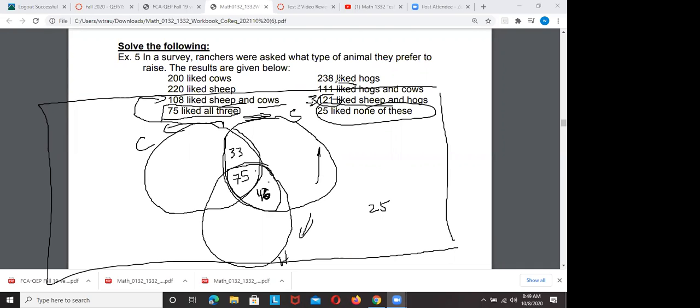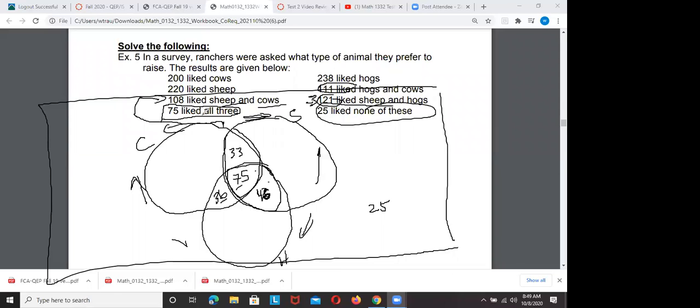And finally, 111 like hogs and cows. Here's cows, here's hogs. 111 minus 75 is 36. So these two, cows and hogs, add up to 111.